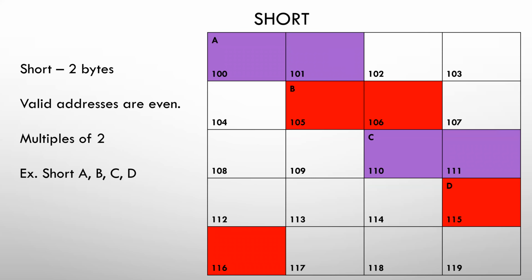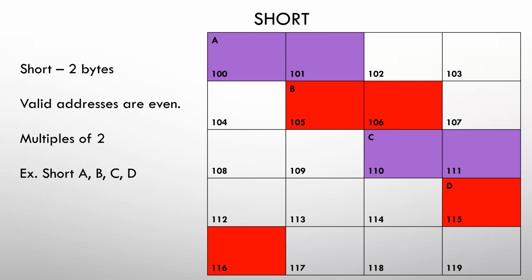Now to move on to short, which is 2 bytes. The only places it can be stored in memory are addresses with even numbers, multiples of 2. For an example, in this image I have short A, B, C, and D. Short A is purple, which means it's okay to be used, as it's going to begin at address 100, which is an even number. A is 2 bytes long, so it takes over address 100 and address 101.